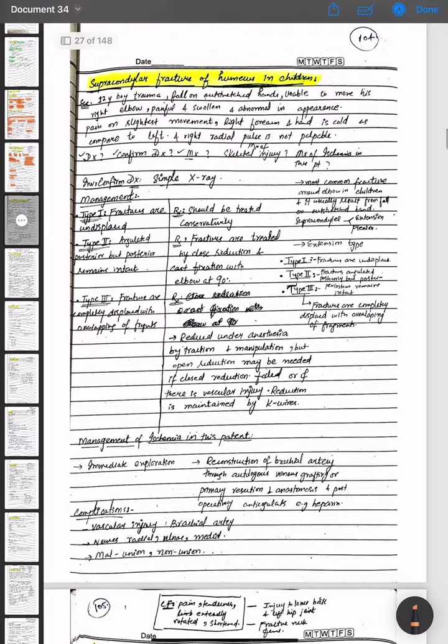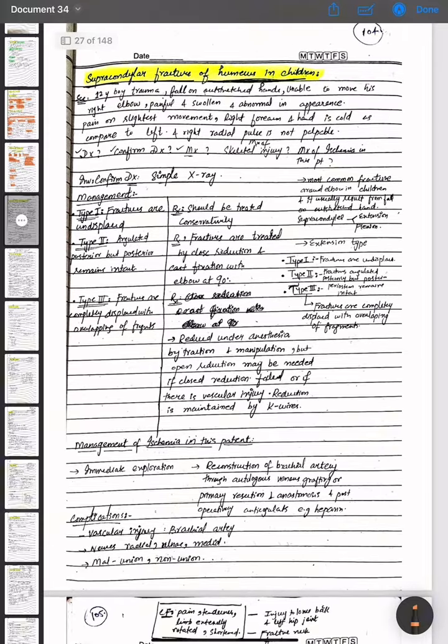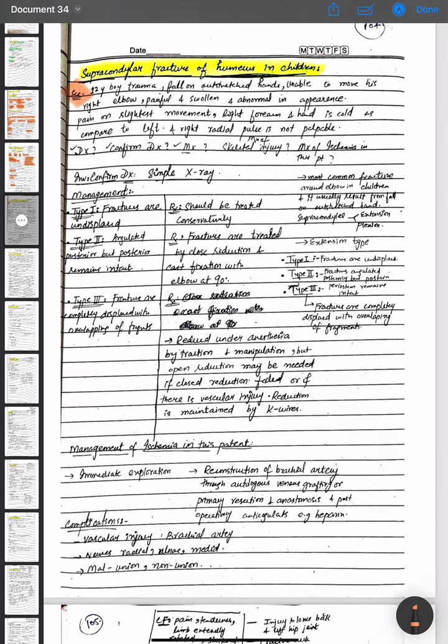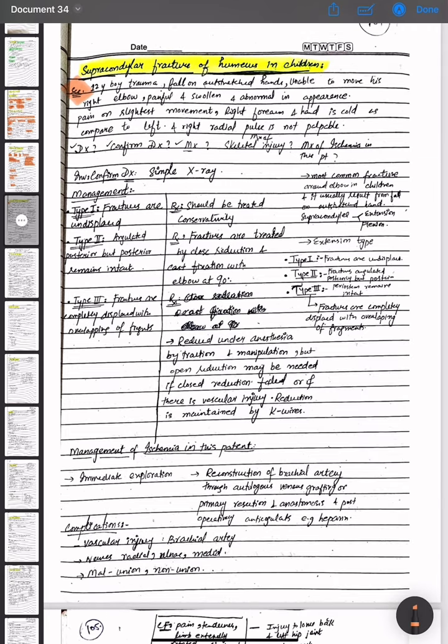Now coming towards our next topic, that is supracondylar fracture of humerus in children. We have a scenario in which it is stated that a 12-year-old boy had trauma, a fall on outstretched hands, is unable to move his right elbow, which is painful, swollen and abnormal in appearance, with pain on slightest movement. The right forearm and hand are cold as compared to the left, and the right radial pulse is not palpable.